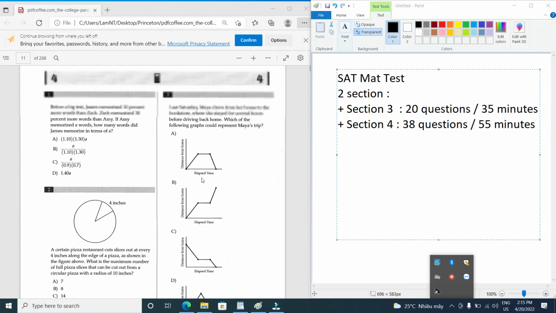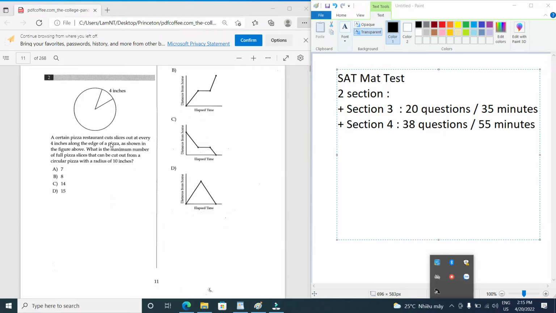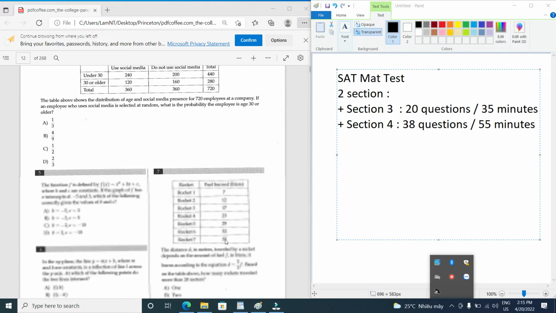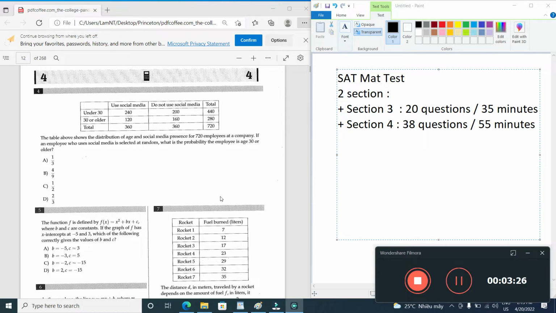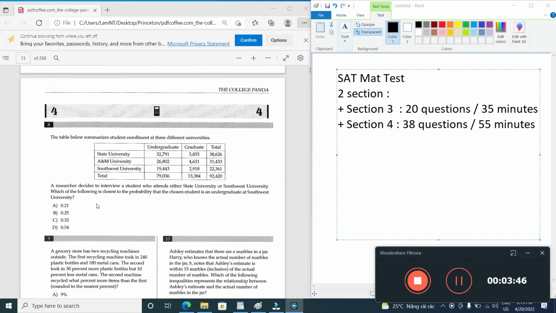For section 4, we have graphs, lots of graphs here. Which is a pie chart, or a line graph or bar graph. So many types of graphs. And also we have a statistics part, which is usually given in the form of tables, or tabular form. So again, you can see here we have a table, and we have to calculate the probability of an event based on the table. And here we have functions, and again a table, and also about line and graph in general.